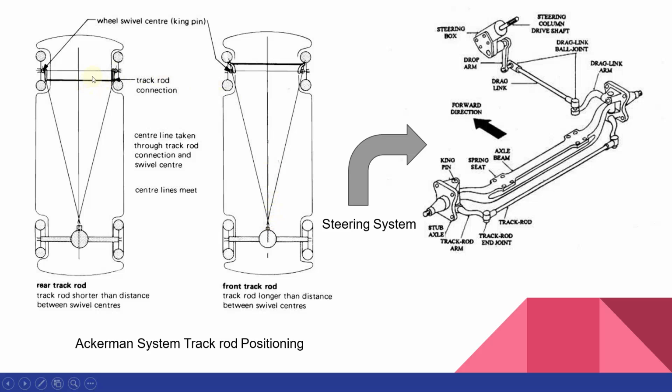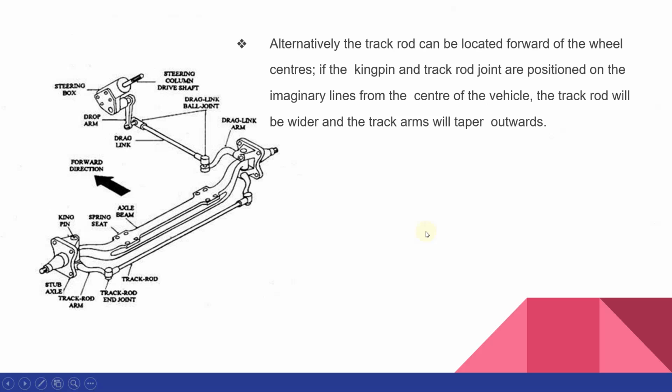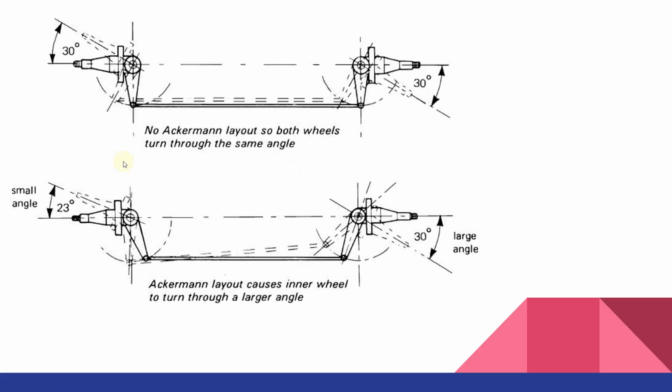So these are the two different cases. In the first case, where the track rod is located at the rear side, the track rod should be shorter in length compared to the axle beam. In the second case, where the track rod is located on the front side of the axle beam, the length of the track rod should be longer than that of the axle beam. Those are the two different positions.